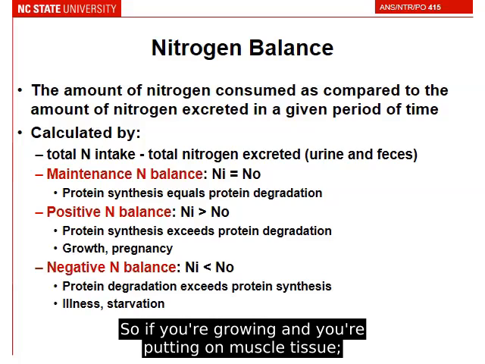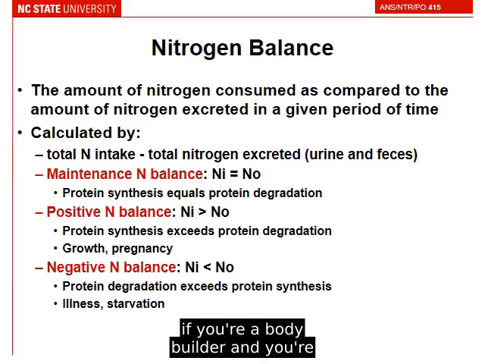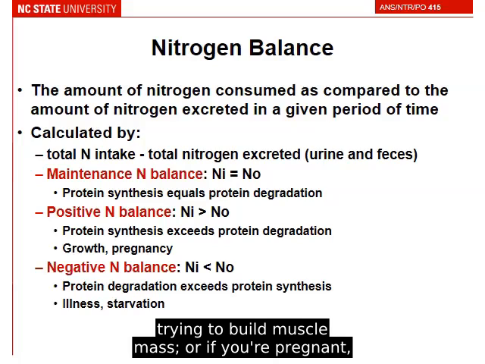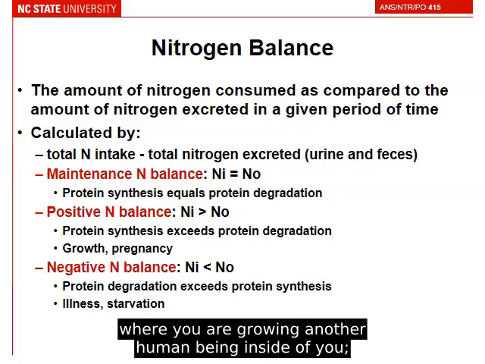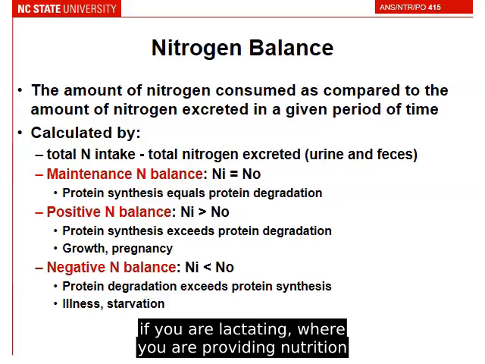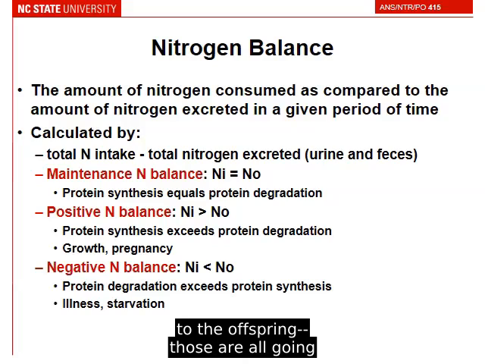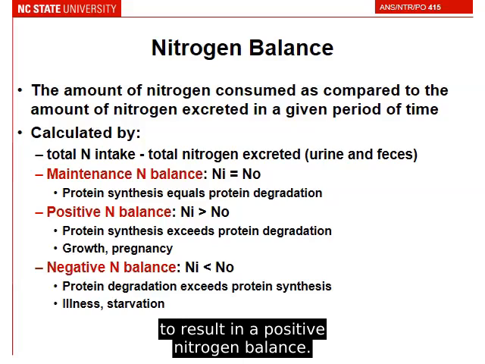So if you're growing and you're putting on muscle tissue, if you're a bodybuilder and you're trying to build muscle mass, or if you're pregnant, where you are growing another human being inside of you, if you are lactating, where you are providing nutrition to the offspring. Those are all going to result in a positive nitrogen balance.